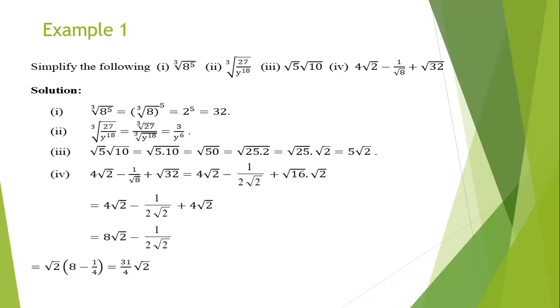From there, I can combine 4 root 2 and 4 root 2. 4 root 2 plus 4 root 2 will give me 8 root 2 minus 1 divided by 2 root 2. Then if you simplify them, root 2 can be brought out. We are going to have the answer to be 31 over 4 root 2. That's just the application to the radical number. Just take it one after the other, follow the steps, and we are going to understand it.